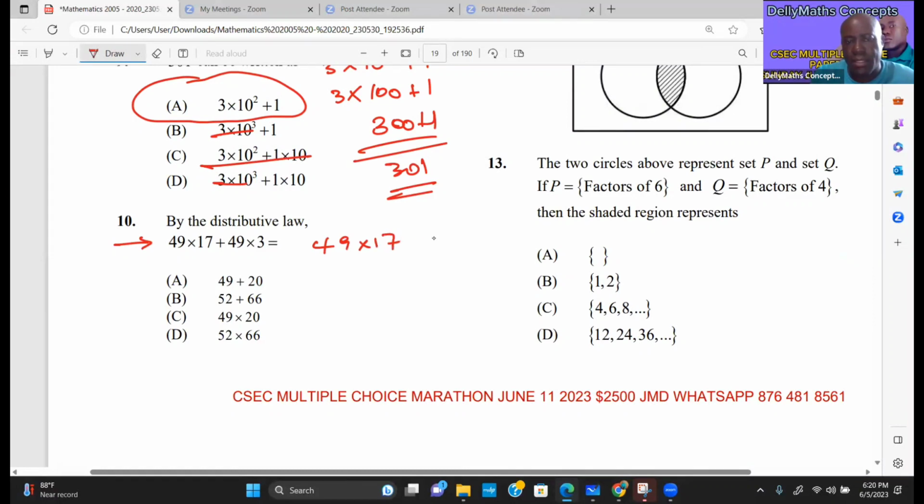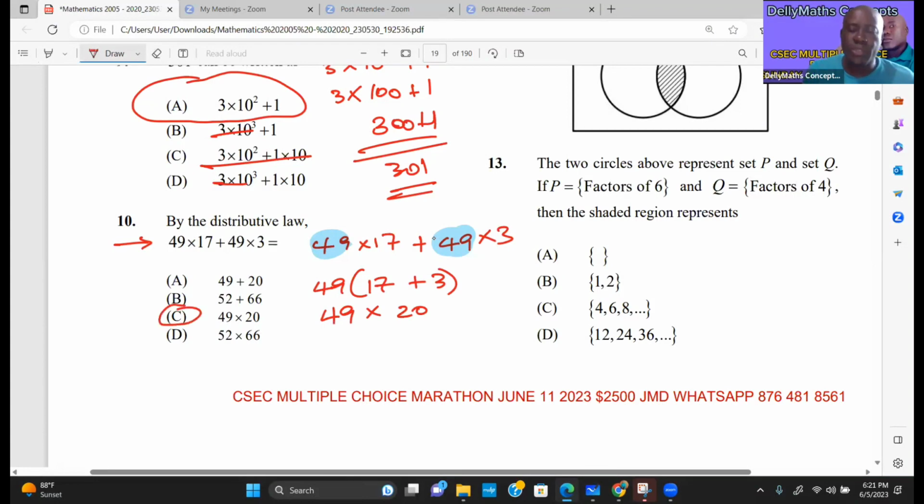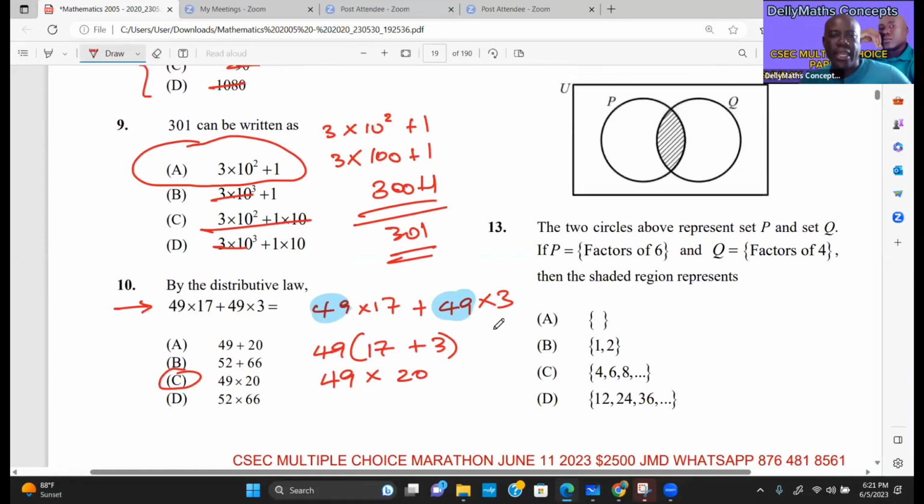You don't always have to get this question, but I'm giving a little method of doing this. Take a look. Here's a common factor. Your common factor right there is 49. Factor out 49 and you will get 17, and then there's a plus 3. So you're looking at 49 times 20. You're seeing that easily. Applying yourself to it, factor out what you have to. Take a good look. Make sure you're not making any error.